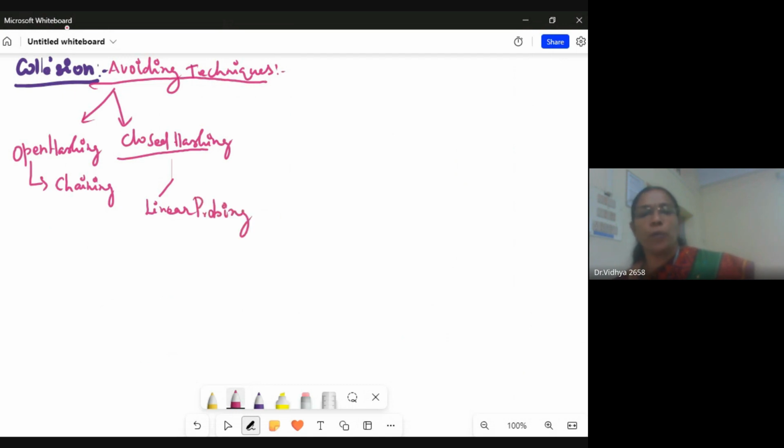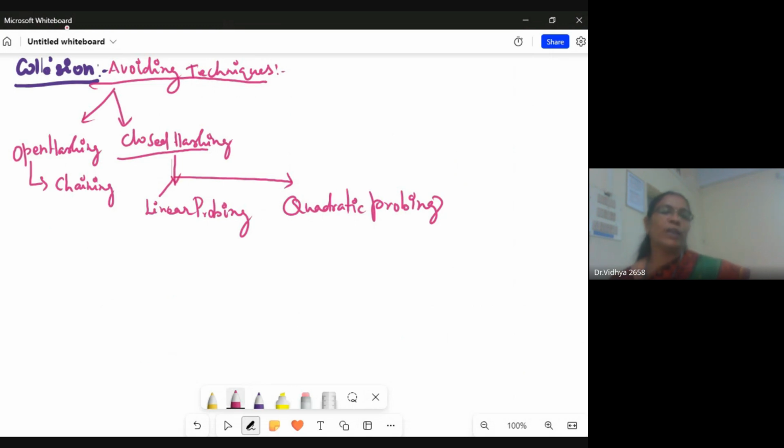One is linear probing, another one is quadratic probing. These are the two techniques available under the category of closed hashing. So there are two main categories: one is open hashing, another one is closed hashing.